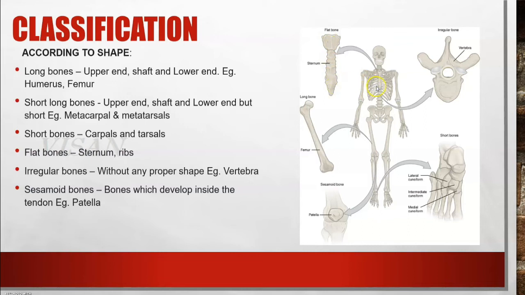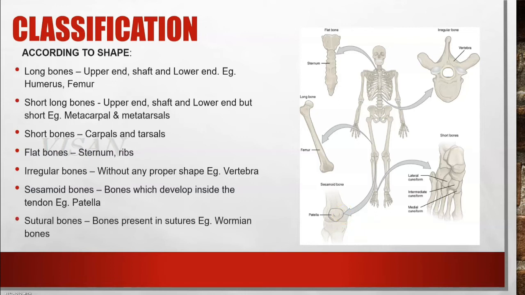And irregular bones are bones which don't have any proper shape. Here we can see the vertebra with a winged-like structure, so it doesn't have any proper shape. So the vertebra comes under the irregular bones. And next are sesamoid bones. A sesamoid bone is a bone which develops inside the tendon of a muscle. The best example is the patella.